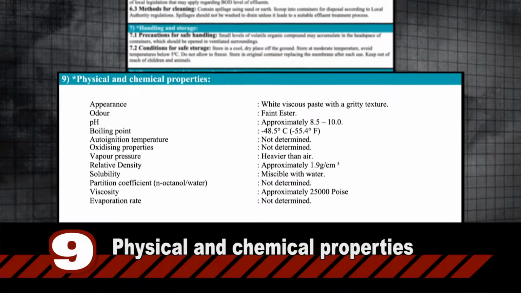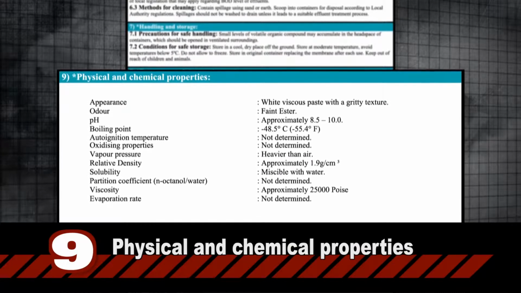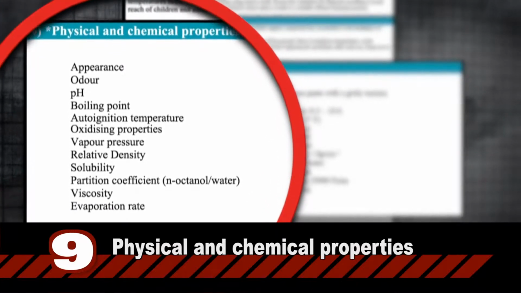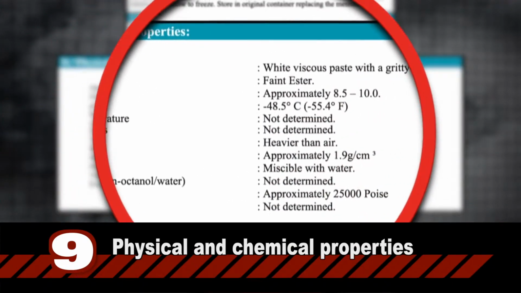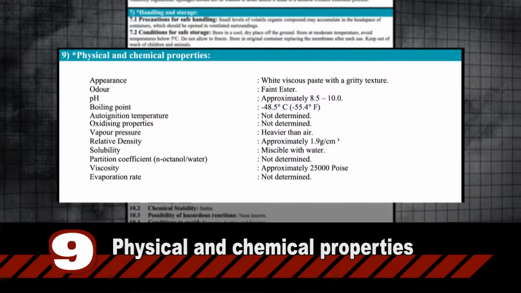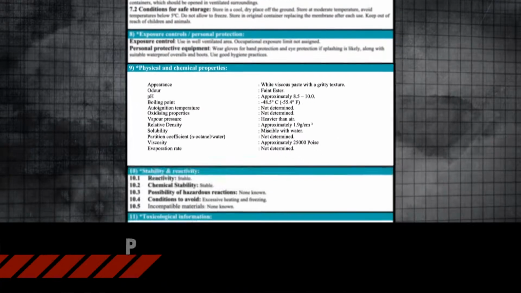Section 9, Physical and Chemical Properties, lists the chemical's characteristics such as color, odor, melting point and freezing point, and density. If the substance does not appear to match these properties when you begin to work with it, something is wrong and you should stop right away and get help.